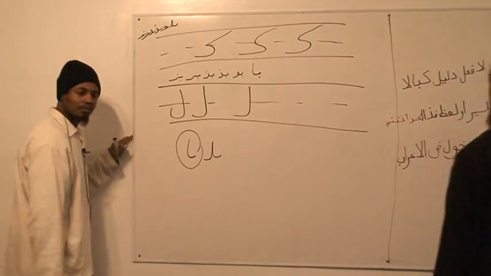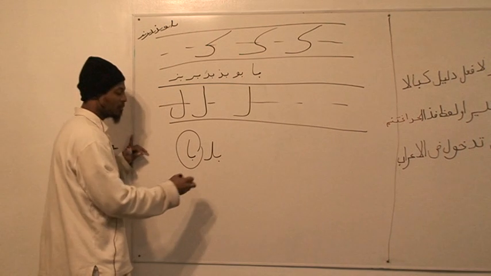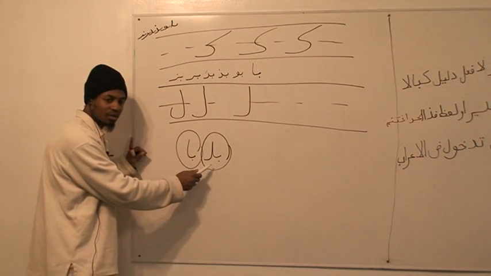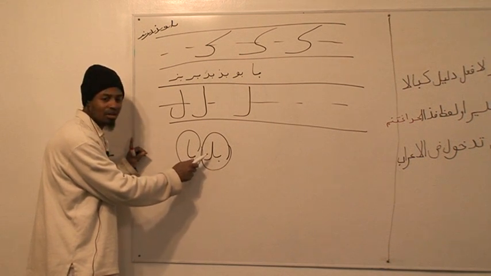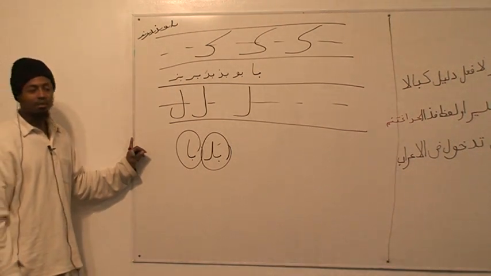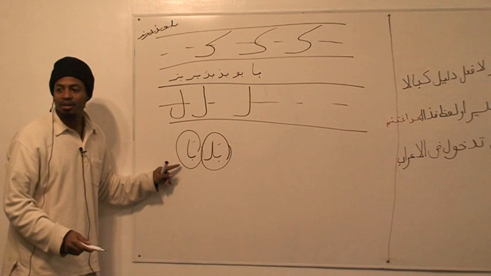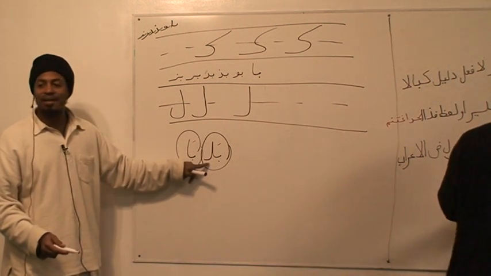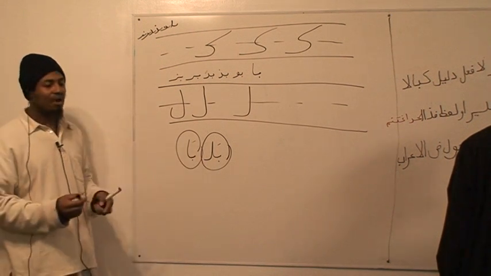What's this? Alif. What's this? Read this. What's the first letter? And the second letter? What's that now? Read it. Bal. Okay? What's this one? Ba. You see the difference? All they have is something on the bottom. Does that make sense? Very easy.